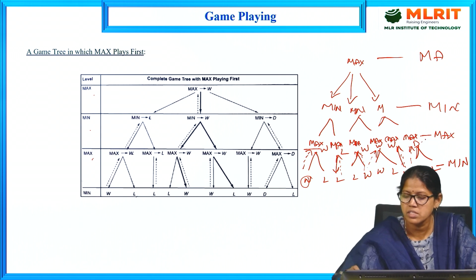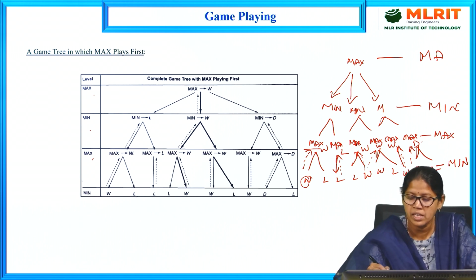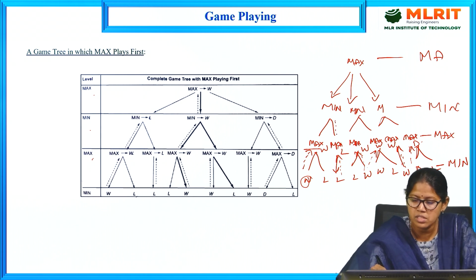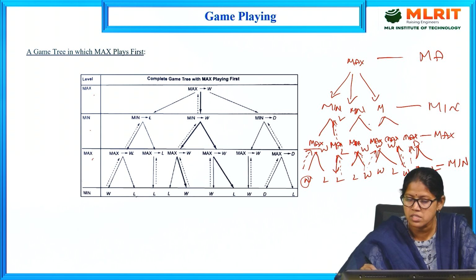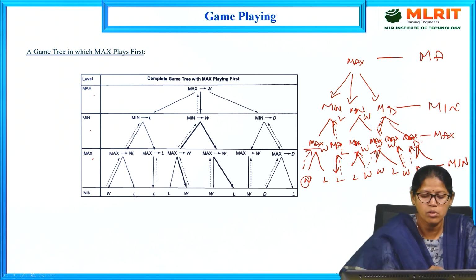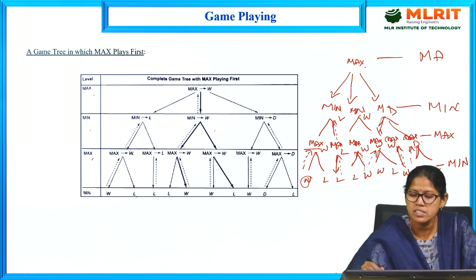So that's it. Okay, next at min level, here win and loss. If any one successor is loss, then it will choose loss only. If all successors are win, then it will choose win. If any one successor is draw, here look at here, draw and win, then it will choose the draw only. So loss, win, draw.